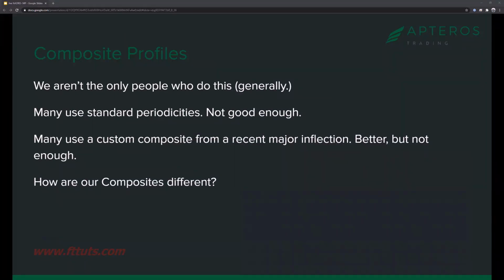We're not the only people to do this, okay? A lot of people use standard periodicities. They'll call it a composite profile, but really it's just a weekly profile or a monthly profile. Not good enough. A lot of people use what they literally call a custom composite from a major recent inflection, or not necessarily recent, but from a major inflection. That's also not good enough. The reason is that now you're putting so much information into this composite that your value area is no good.